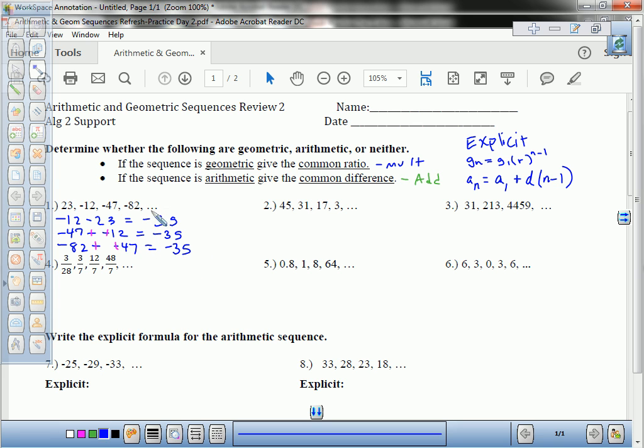So sometimes we can't look at it and see it. But if we do what a common difference says, take any term and subtract the one before it, do you see that we have a common difference? Yes, this one's arithmetic, and the common difference is that crazy negative 35. Questions about number 1?